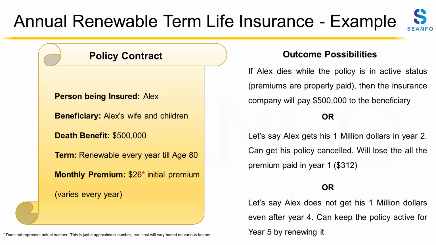Okay. Now let's move on to annual renewable term policy. I will again explain this with an example. Let's say there is a person named Alex of age 45 with wife and two kids aged 4 and 6. Let's say Alex is expecting to get a lump sum amount of $1 million from his previous business dealing. But it will take 2 to 4 years for him to receive this money. Once he gets the money, he plans to save the $1 million for the protection of his family.